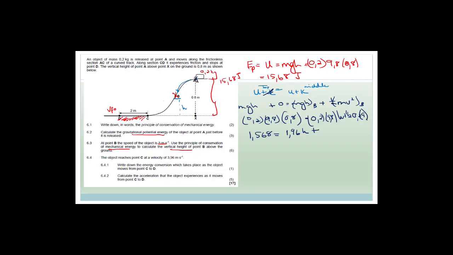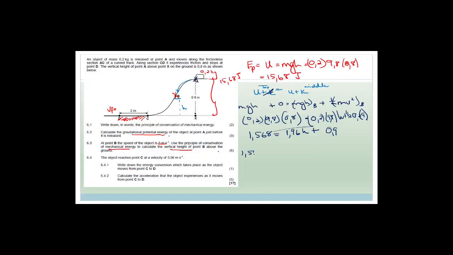0.5 times, now what is this? The mass of the object, which is 0.2, times the velocity of the object, which was, what did they tell us? It's 3. So that's just times 9. Okay, so that becomes 0.9. Right, so now we can subtract.